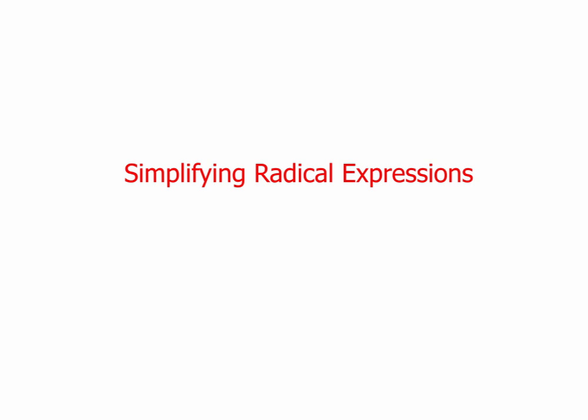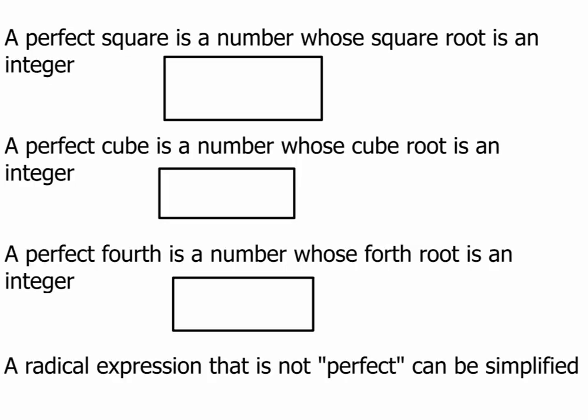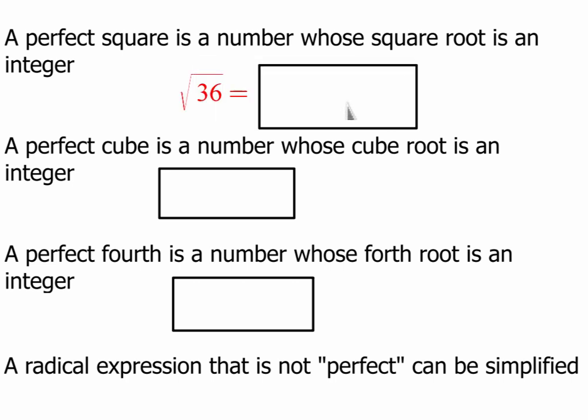In this video, we're going to be discussing simplifying radical expressions. A radical expression is just an expression that has a radical in it, some sort of root. And in order to simplify them, we need to talk about perfect numbers first. A perfect square is a number where if we take the square root, we get an integer.